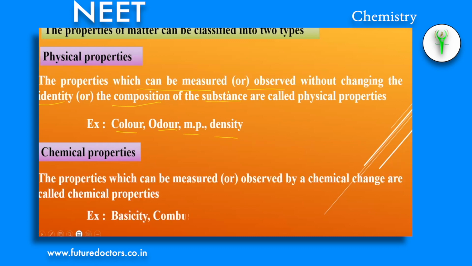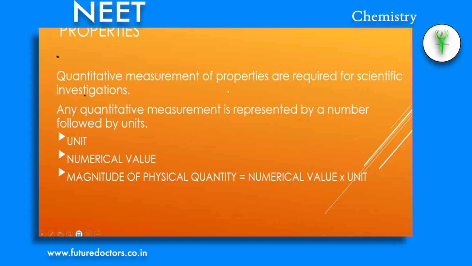Next is the chemical property. The property which can be measured by a chemical change is called a chemical property. Examples are basicity, acidity, combustibility. All these are examples of chemical properties. Now let us study the measurement of physical properties.